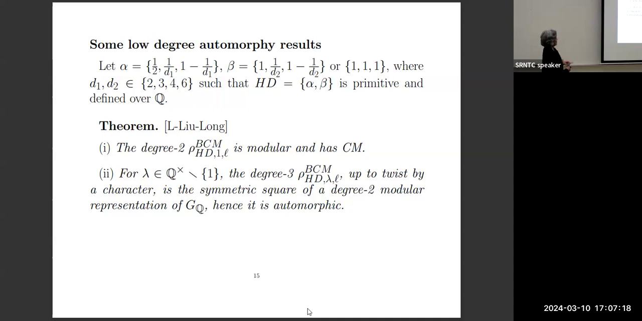If we have lambda equal to 1, then this representation is 2-dimensional, and we show, in joint work with Tong Liu and Lin Long, that this one is modular and also has complex multiplication. Then if lambda is not equal to 1, this is 3-dimensional. Up to a twist by a character, it is the symmetric square of a degree 2 modular representation of GQ, so that it is automorphic for GL3.